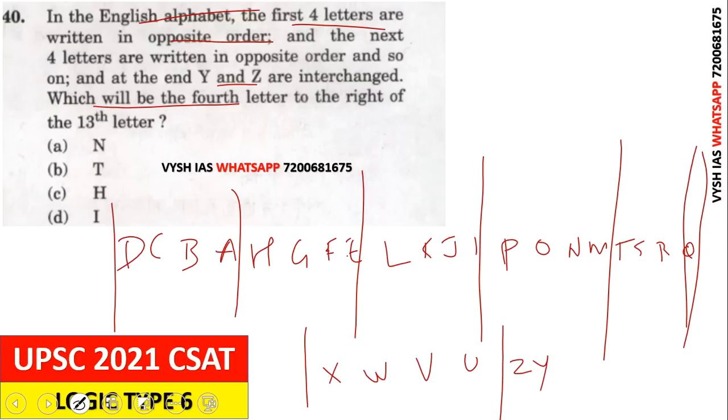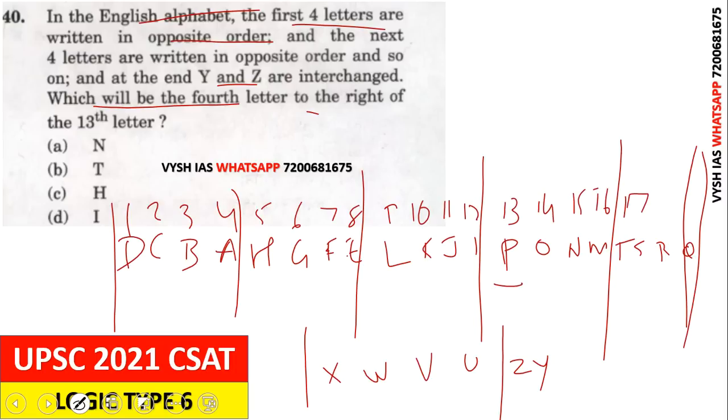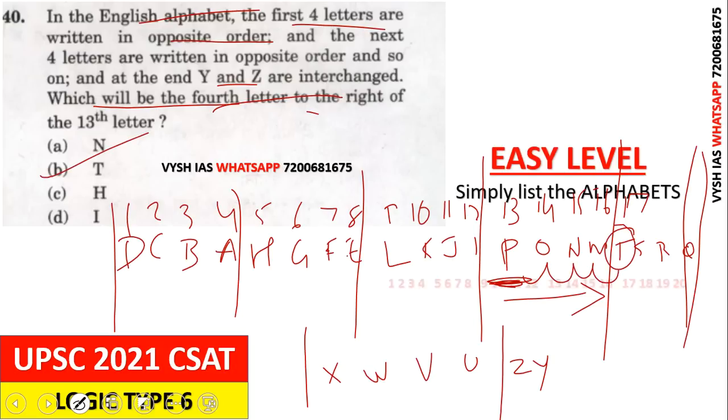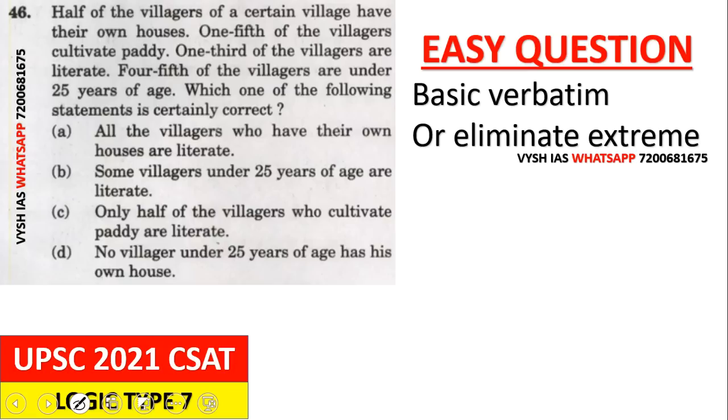Now they're asking what will be the 4th letter to the right of the 13th letter. So 1, 2, 3, 4, 5, 6, 7, 8, 9, 10, 11, 12, 13, 14, 15, 16, 17. This is the 13th letter. They are asking the 4th letter to the right of the 13th letter. So, first letter, second letter, third letter, 4th letter, T. Answer is T. So you have to simply list it down and then get to the answer. See, 17th letter, T. Answer B.